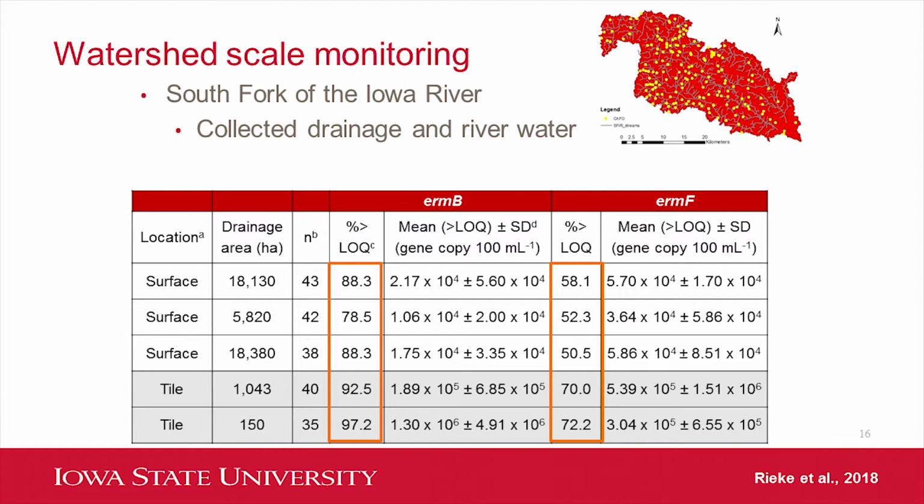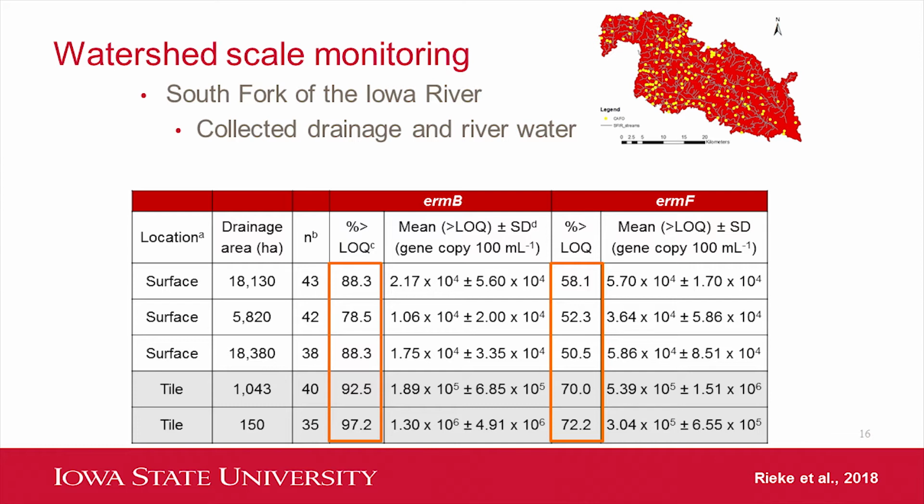And so if you look at the table on your far left, there's 3 surface locations, so those were samples that were collected essentially from the river, and then 2 locations that were from tile drains, and then the drainage area that corresponded to each of those catchments or sub-watersheds, the number of samples. And then what I wanted to point out is, for ERM-B and ERM-F, the percentage of samples that were above the limit of quantification. And we always saw greater presence of resistant genes in the drainage samples than we did in the surface sites. And so it's been really interesting to see that.